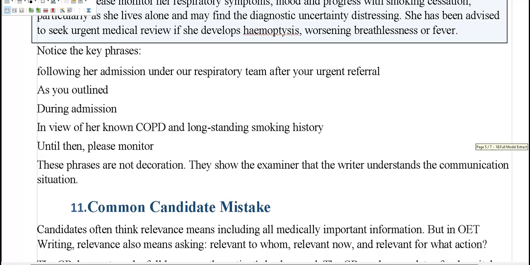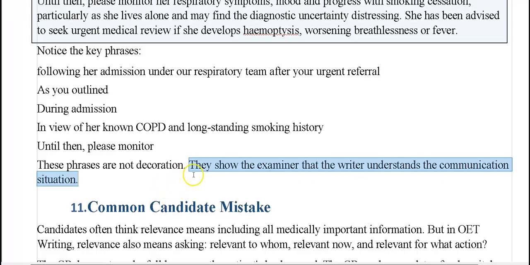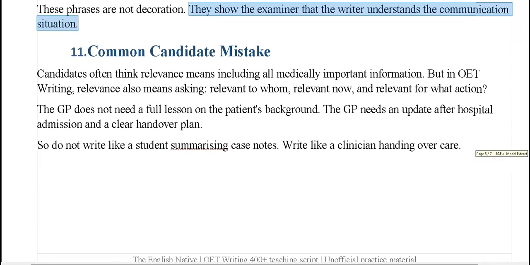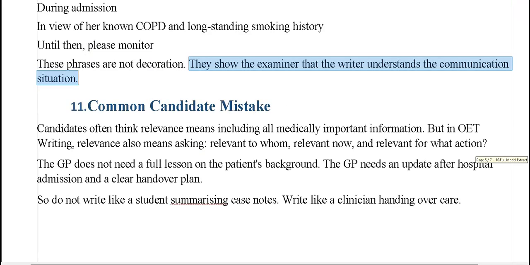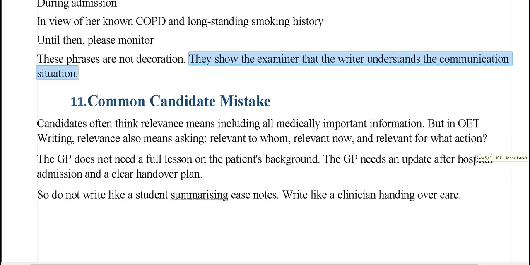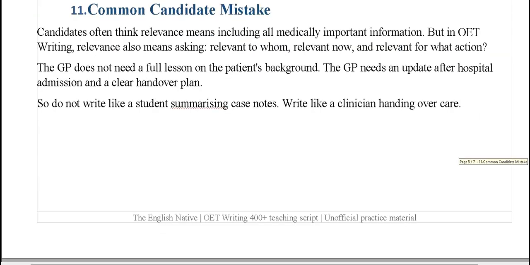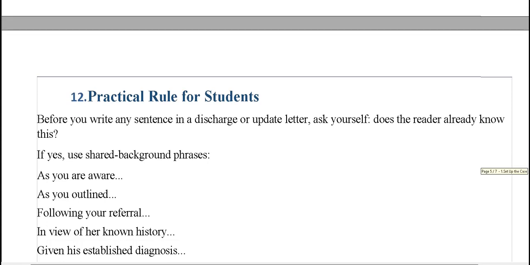Note the key phrases: as you outlined, during admission, review of her known. They're not decoration, they show the examiner that the writer understands the communication situation. Yeah, so candidates' common mistake, they think it means including all medical information, but in OET, as it says, relevant to whom, now and for what. They don't need the full lesson, they need an update. Okay, so don't write like a summary, write like a clinician handing over care.